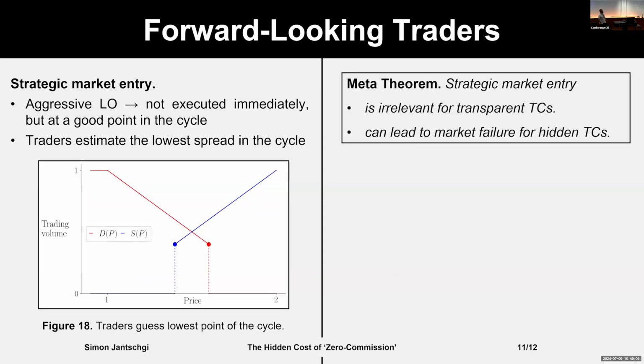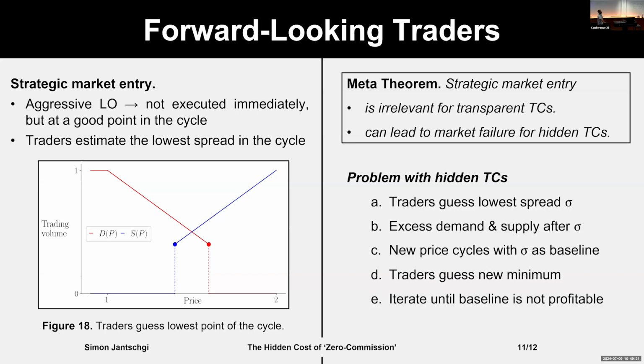And the last theorem is that strategic market entry, on the one hand, is irrelevant for transparent transaction costs because the spread is stable anyway, so I can't gain anything. But for hidden transaction costs, it can lead to market failure. And what is the reason? Now, traders guess the lowest spread, but after that spread, excess demand and supply is still going to build up.